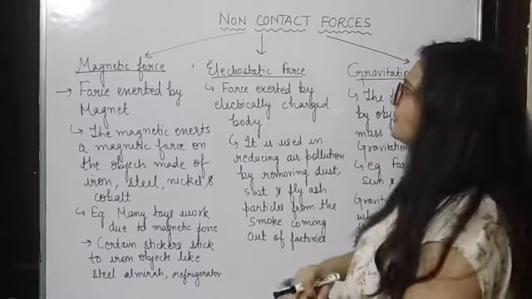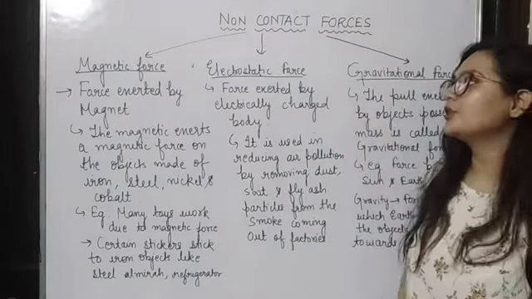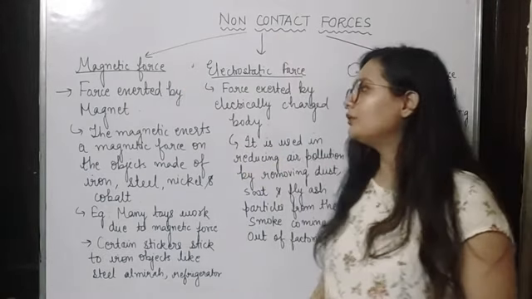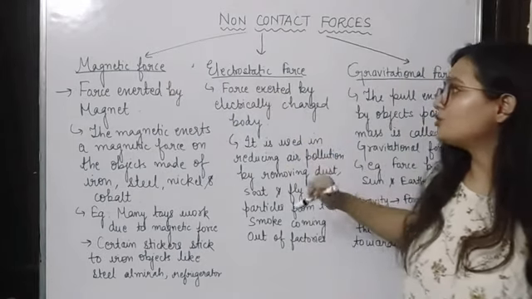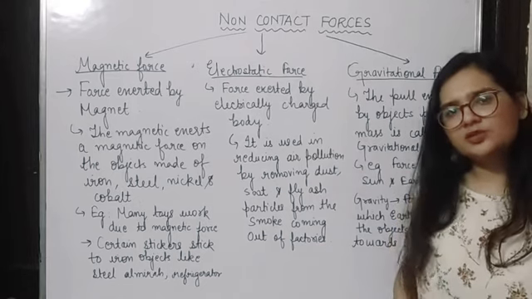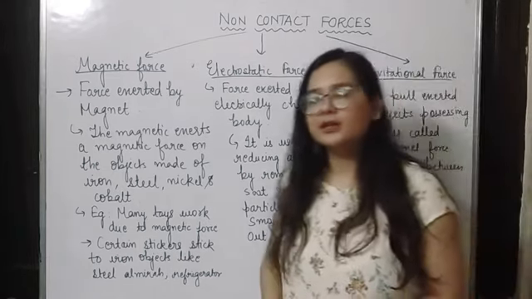So class, now let's discuss the non-contact forces. In non-contact forces, you have three types of forces. First of all, we have magnetic force, and then we have electrostatic force, and then we have gravitational force. We'll study these forces one by one. So let's move on to magnetic force first.